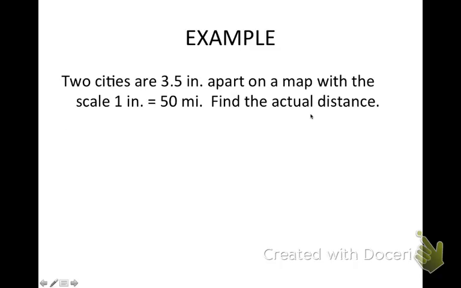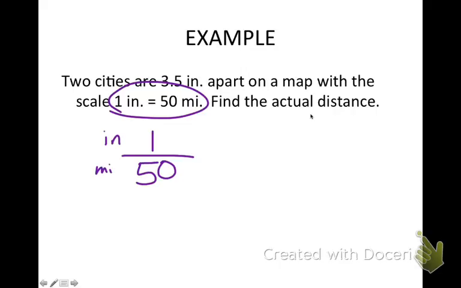So if we look at this first example, it says 2 cities are 3.5 inches apart on a map. The scale says for every 1 inch, it's 50 miles. Now this one's pretty easy to figure out without setting up a proportion, but let's do it just for fun. If I turn that scale into a ratio, 1 over 50, keeping in mind my 1 represents inches, my 50 represents miles. I want to know how many miles 3.5 inches represents. So is the 3.5 going to go in the numerator or the denominator? The numerator, and my x is going to go down here. So that gets us 175 miles when we cross multiply it.